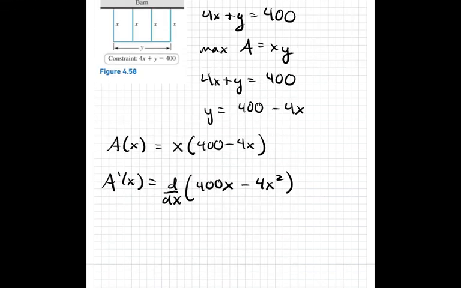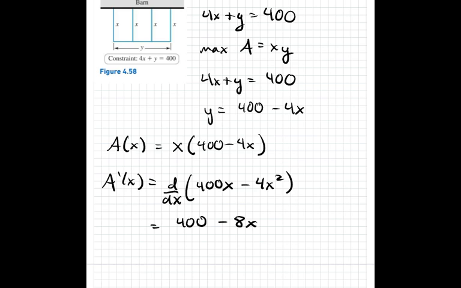So notice that with the area function, the highest exponent is degree 2, right? So if we were to graph the area function, it would be a downward facing parabola. So then we would anticipate the area to be maximized at the vertex, right? So we could find that vertex by observing the first derivative. So let's take the derivative of this, and the derivative of 400x is just going to be 400 minus 8x, right?